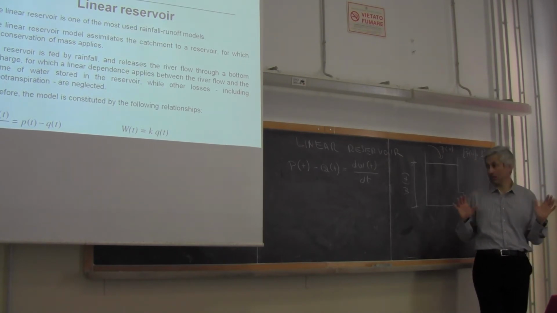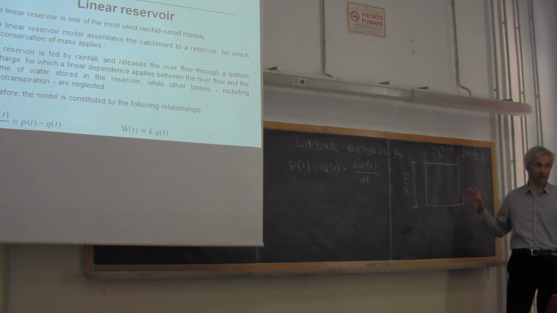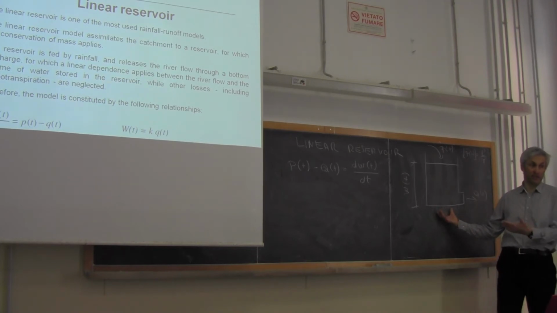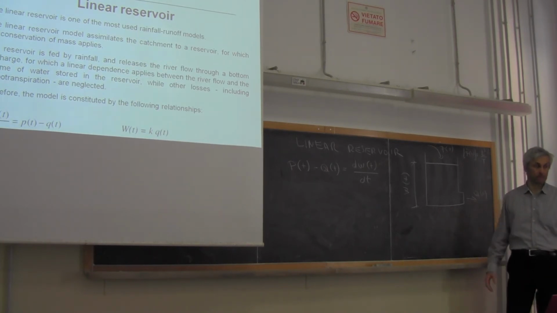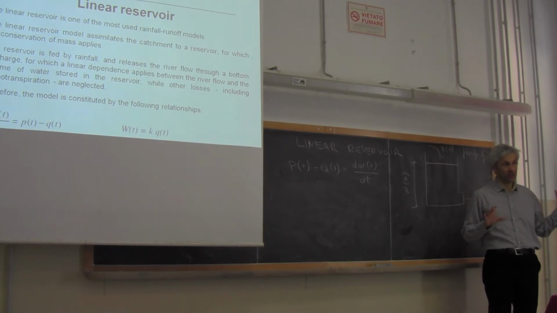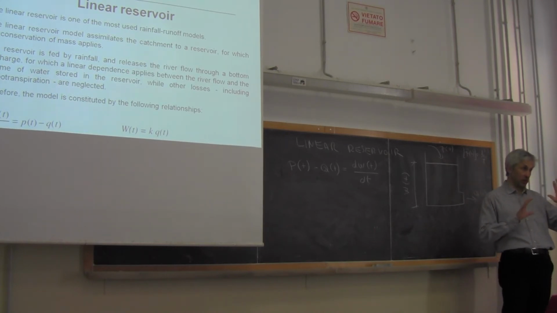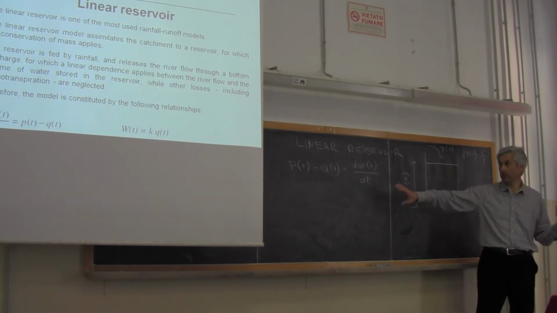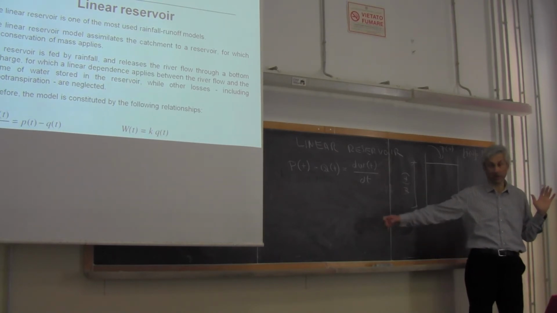Why is that? Because this is again a lumped model. The catchment is lumped in the conceptual representation as a tank. So the location is just the closure, and it's implicitly included here. There is no spatial variability. And therefore, if there is no spatial variability, variables only depend on time. So the derivative is total.